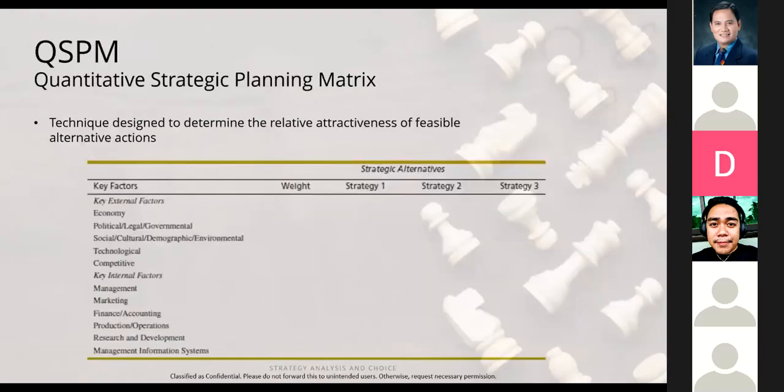I've completed discussing all 5 techniques for the matching stage. So now we'll proceed with the decision stage tool, which is the QSPM, which stands for Quantitative Strategic Planning Matrix. It is a technique designed to determine the relative attractiveness of feasible alternative actions. This slide shows a sample of a QSPM format.